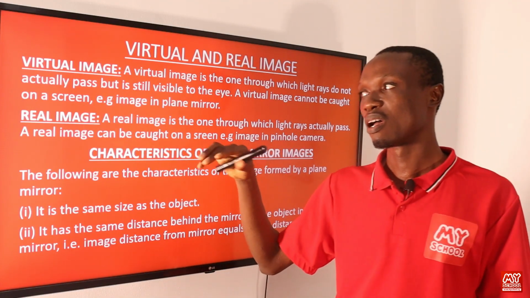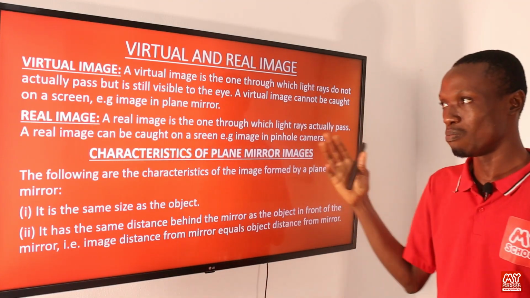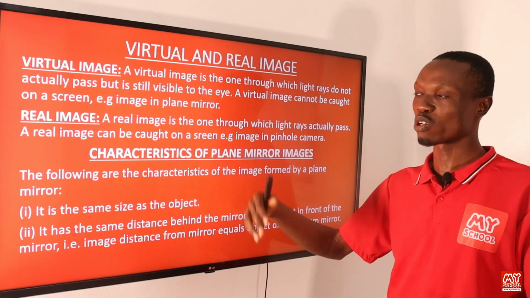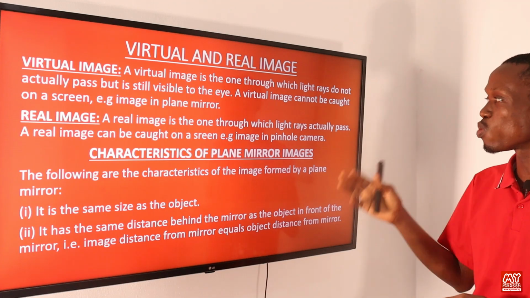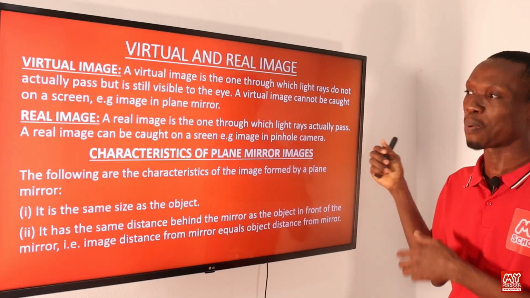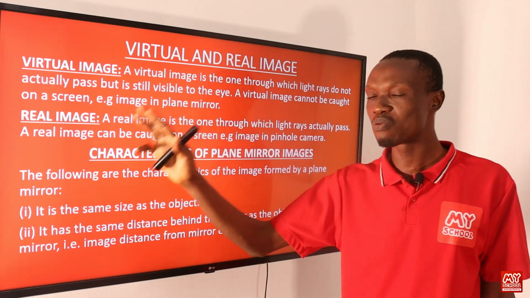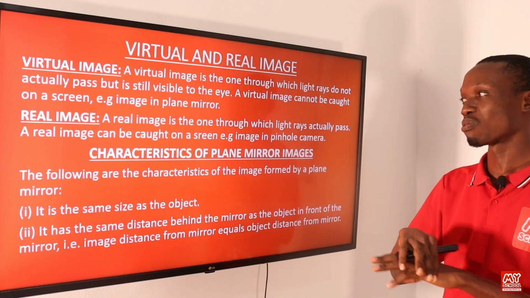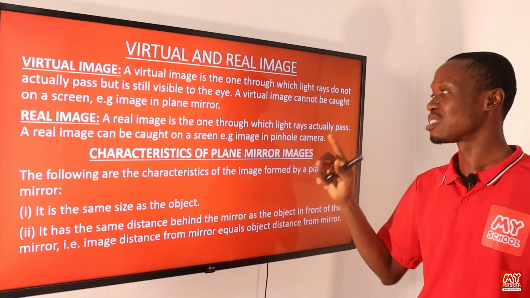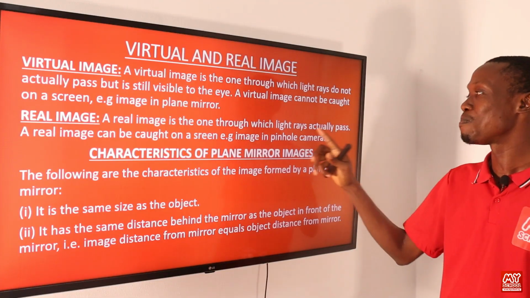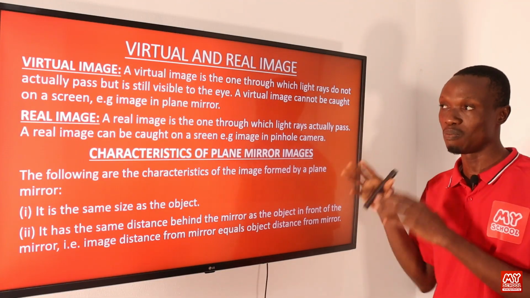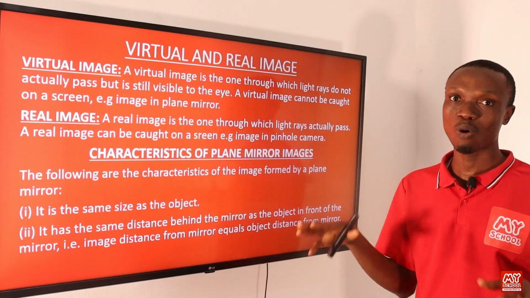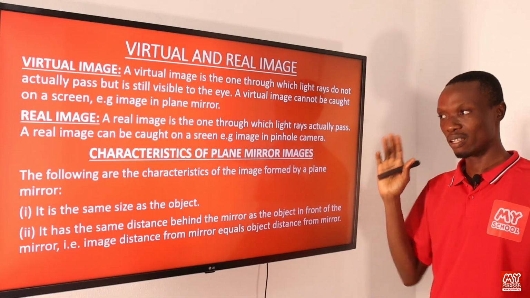Then we have another type of image called a real image. The real image is just the opposite of the virtual image. A real image is one through which light rays actually pass, and it can be caught on a screen. A good example is the image produced in a pinhole camera. So a pinhole camera produces a real image, whereas a plane mirror produces a virtual image.